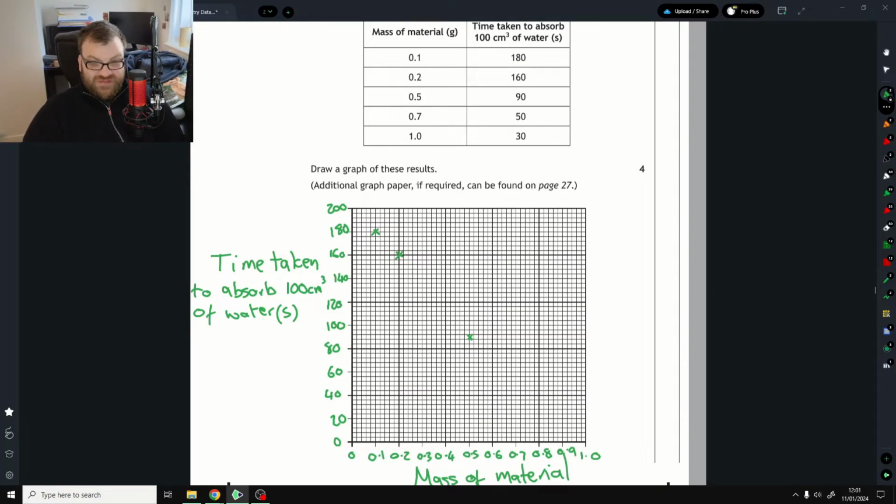Next, what we could do is we're looking at 0.7, which is over here. And that needs to go to 50. Similar to the last one, 50 is halfway between 60 and 40.